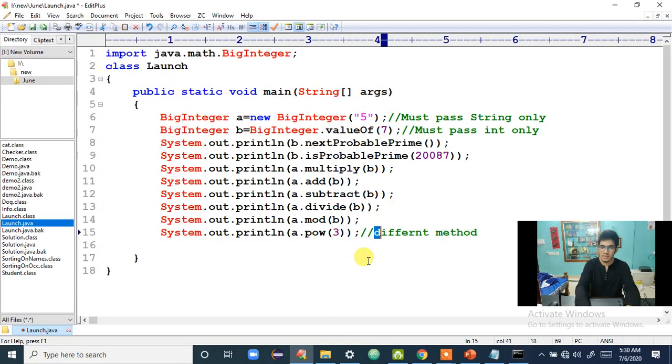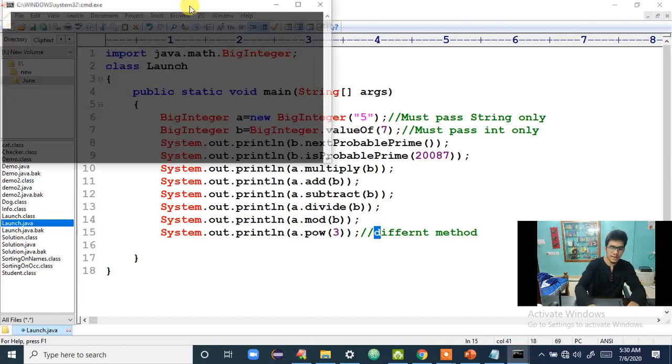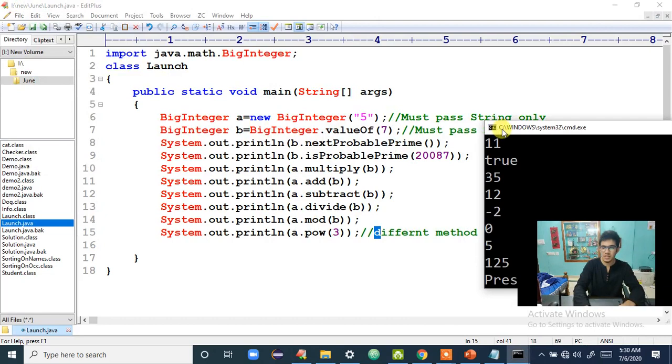So these are the important methods of the BigInteger class. Okay, so I will execute this. I have to compile because I've changed something. Whenever I change, I have to compile it. Okay, so I'll compile, and when I execute, yes, I want you to take this screenshot here. Okay, take this screenshot.